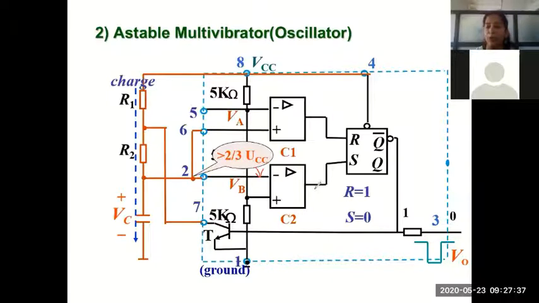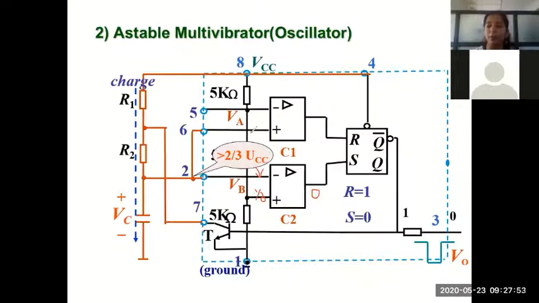So what's the output of this lower comparator? This is 1/3 fixed, right? Here we have 1 by 3 VCC, here we have 2 by 3. So this value S input turns out to be 0.